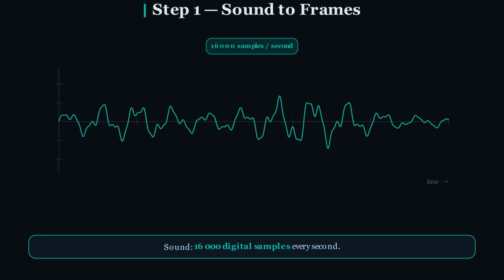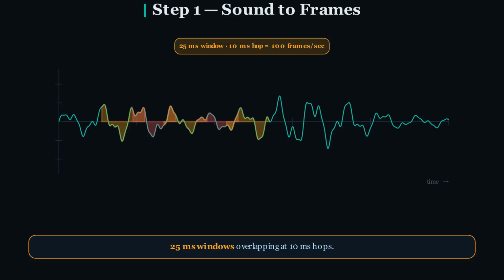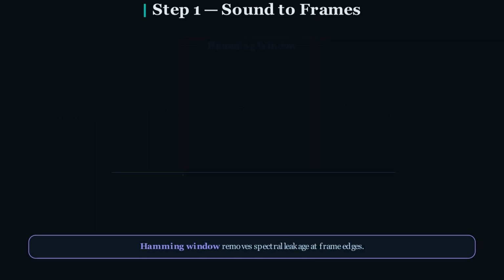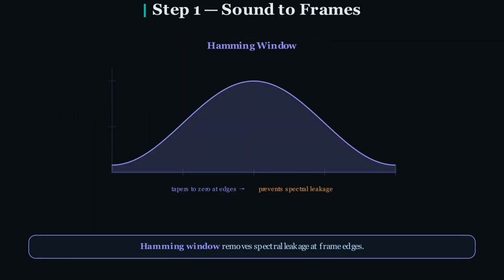Sound is a continuous pressure wave. A microphone digitizes it at 16,000 samples per second for speech systems. We slice the signal into short overlapping windows, 25 milliseconds each, stepping forward 10 milliseconds at a time, giving 100 frames per second. Each window is multiplied by a Hamming function, a smooth bell curve tapering to zero at both edges. Without it, sharp boundaries smear energy across frequencies. Spectral leakage.